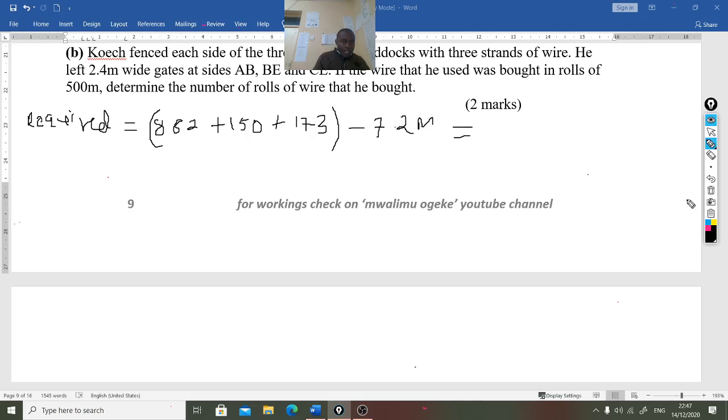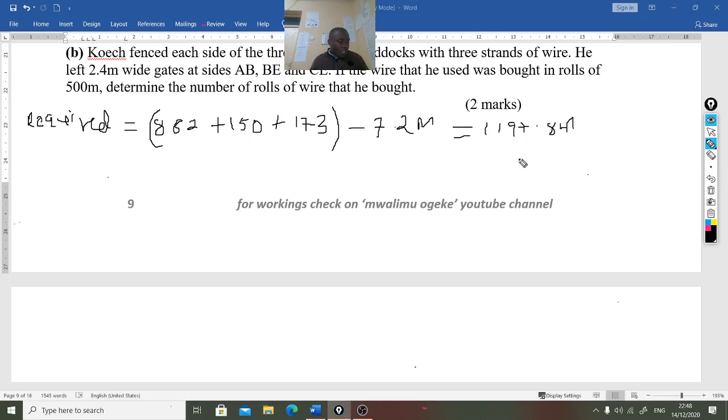So what you require here is 882 plus 150 plus 173. Then what you get, less 7.2, gives you 1,197.8 meters. This is what was required.